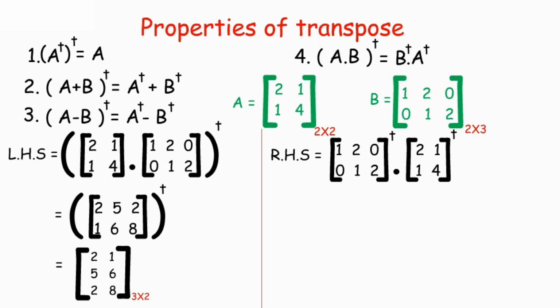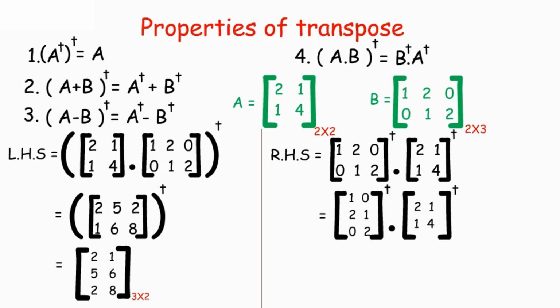So why does this happen? Well, after taking transpose, their orders definitely change, but because we already switched the places of matrices, like B comes first and then A comes, the number of columns of the first matrix is equal to the number of rows of the second matrix, which makes their multiplication possible. That's why this property is not like A into B whole transpose is equal to A transpose into B transpose. Now by just performing multiplication, we get the same matrix as on the left hand side. Hence, the property is true.